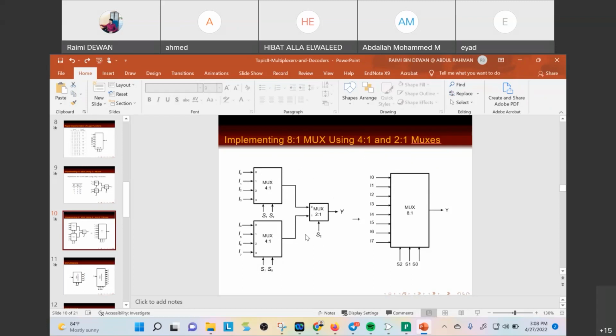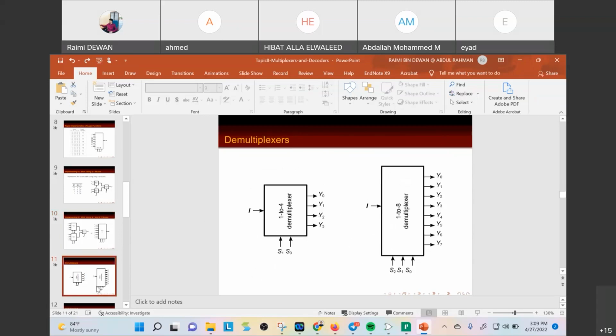Please do this at home and try to understand, because this is just an extension, an example of how they do it. This many smaller multiplexers are actually equivalent to one bigger multiplexer, which is this.